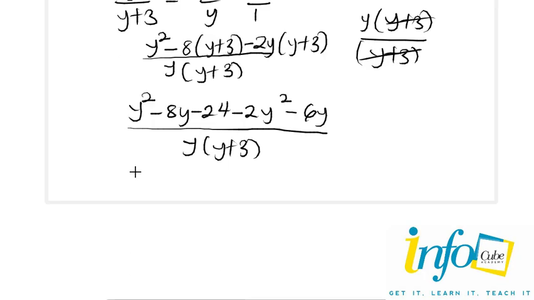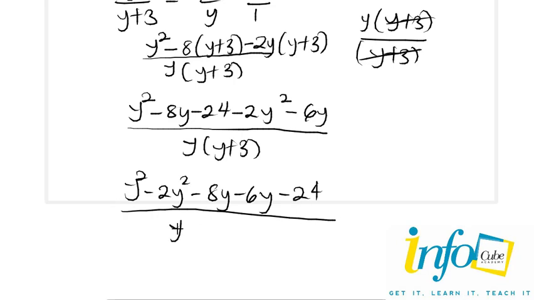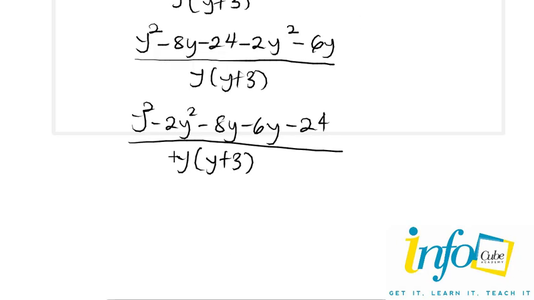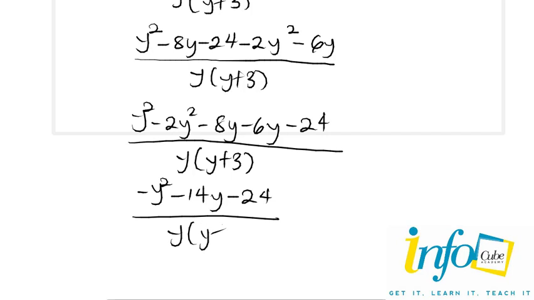Then we collect like terms. So we'll have y squared minus 2y squared minus 8y minus 6y minus 24 all over y into y plus 3. And y squared minus 2y squared will give you minus y squared. Minus 8 minus 6 will give you minus 14y, minus 24, all over y into y plus 3.